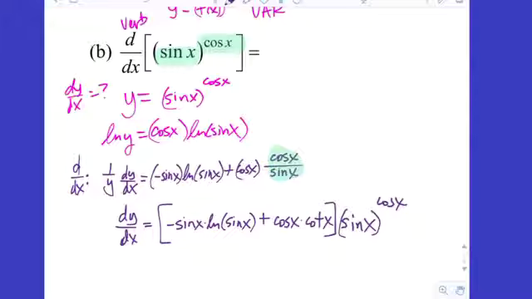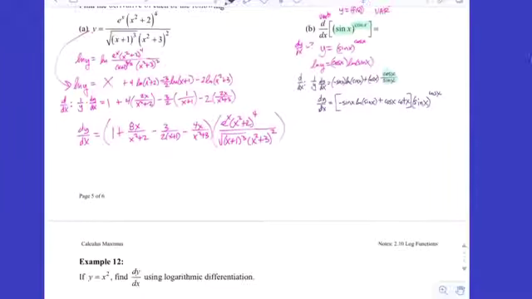All right, so when is log diff required? When you're told to, or when you have a hybrid, variable to the variable power. Okay, when can you use it? Whenever you want to. Yeah.